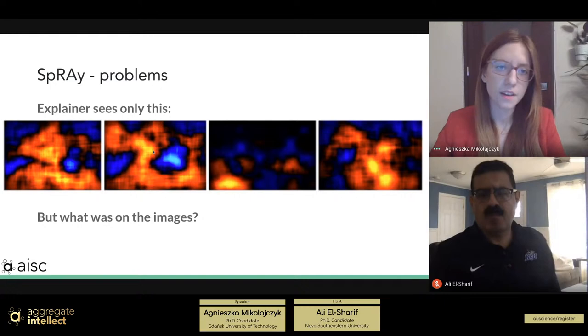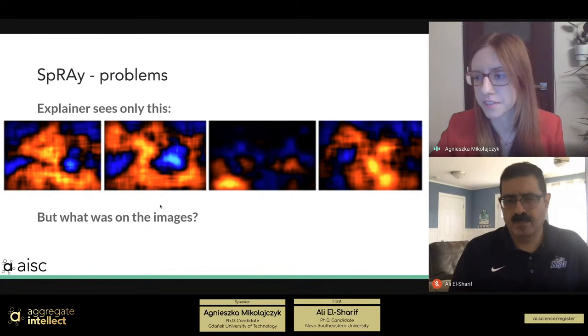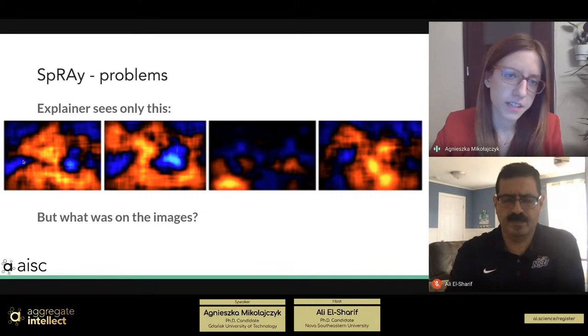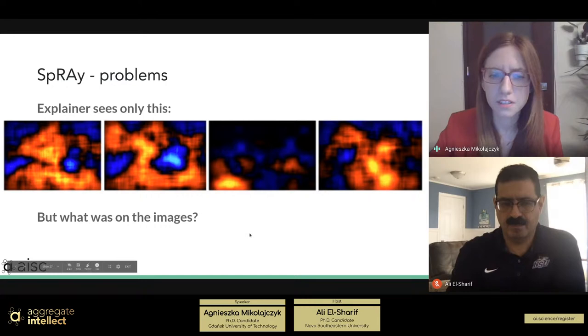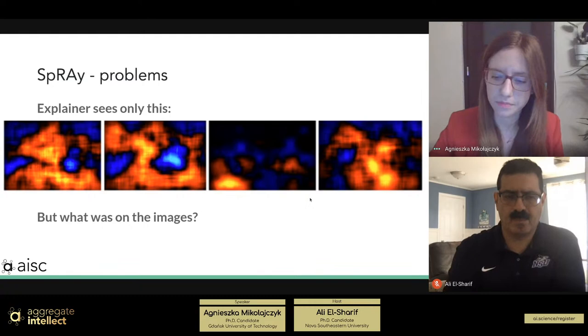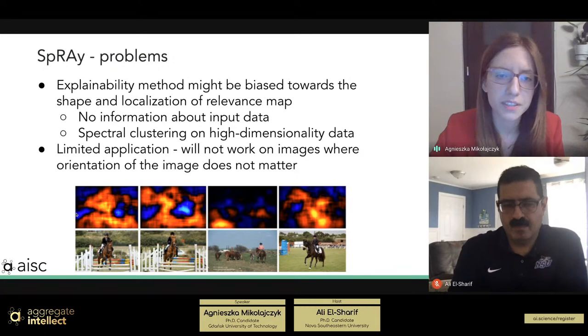However, SPRAY is not perfect. We noticed some problems with it when we tried to apply it to our dataset. The explainer actually sees only some kind of relevance maps, but we don't really know what's on the images, what's under this relevance. So what happens here, it might have some limited applications.